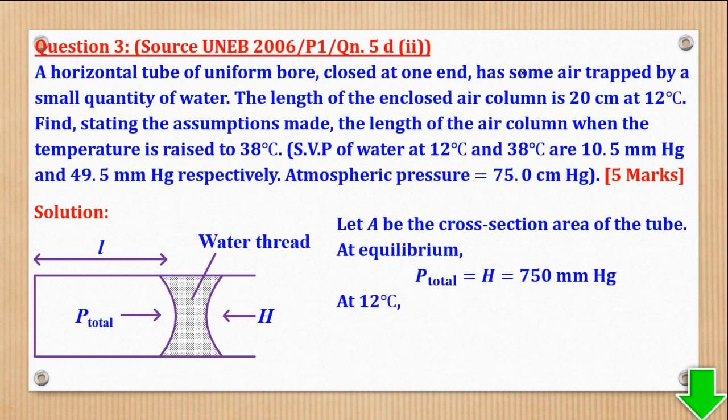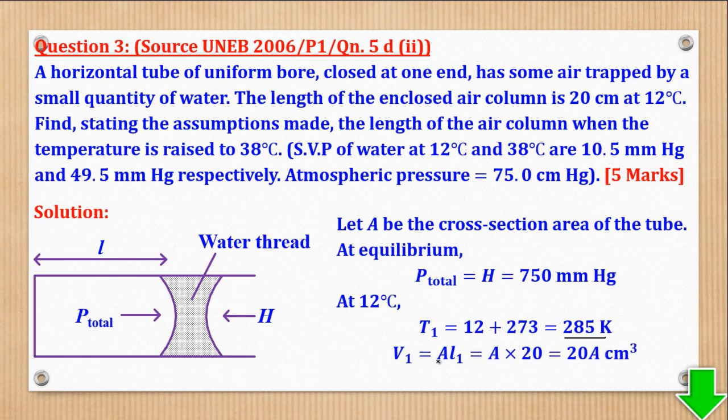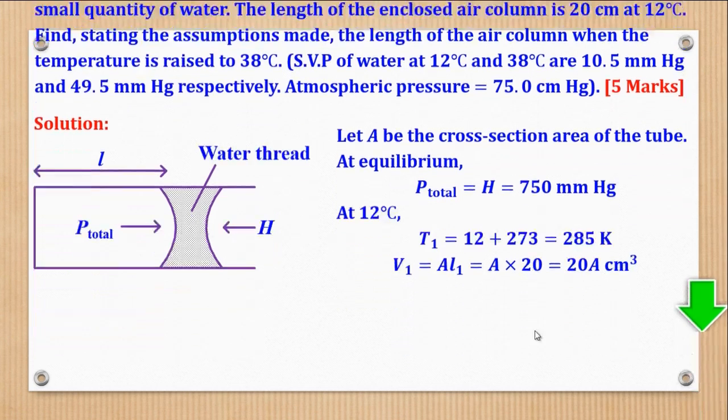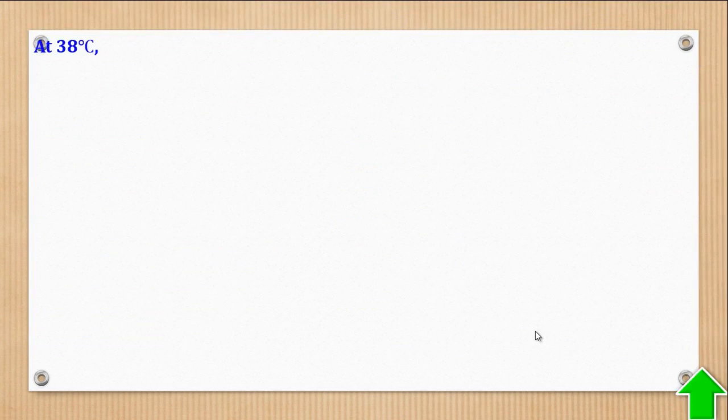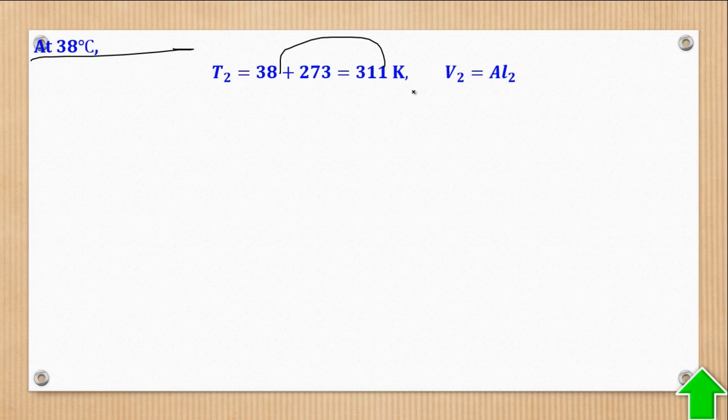Then at 12 degrees Celsius, T1 is got by converting the 12 to Kelvin. Then also V1 is cross-section area times length. So L1 was given, meaning you come up with 20A as the volume. That was at 12 degrees Celsius. What about at 38 degrees Celsius? Convert the temperature to Kelvin and also V2 is A L2.